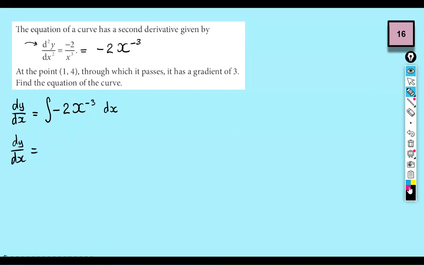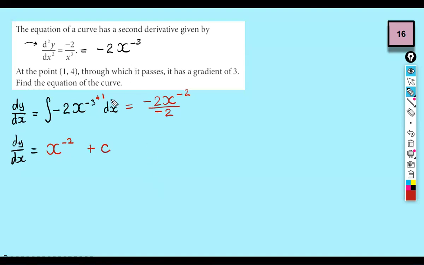You add 1 to the power, and then divide by the new power, right? So I'll simplify it out here. You add 1: minus 3 plus 1 is minus 2. And you divide by that new power, which happens to be minus 2. Now, obviously, the minus 2 and the minus 2 will cancel out. So dy dx is x to the power minus 2 plus c.